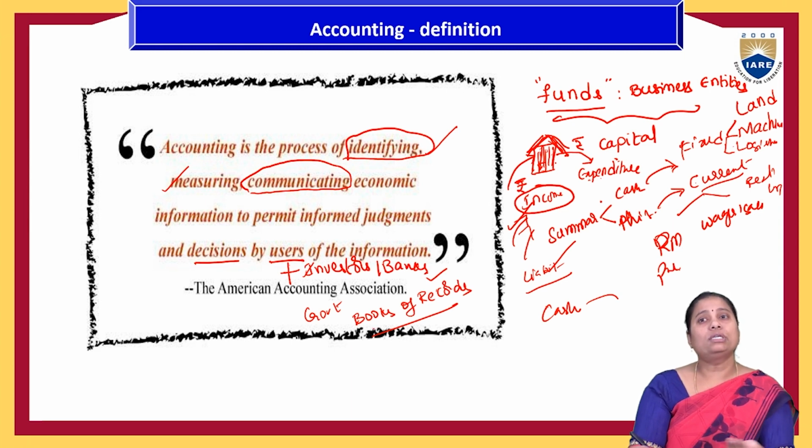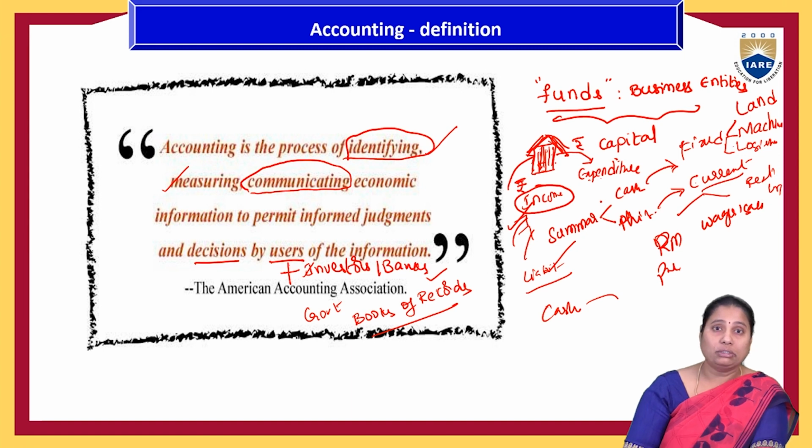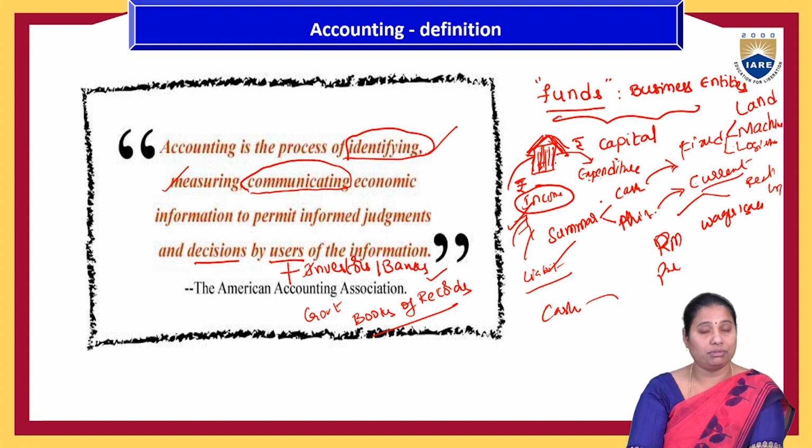So all these are called users: the government, auditors, researchers, investors, owners, employees, customers, suppliers, etc. All these are the users. They have to know this organization's health position, wealth position, profitable position, organizational activities, and in what way it is going to be earning. All these things they should know.